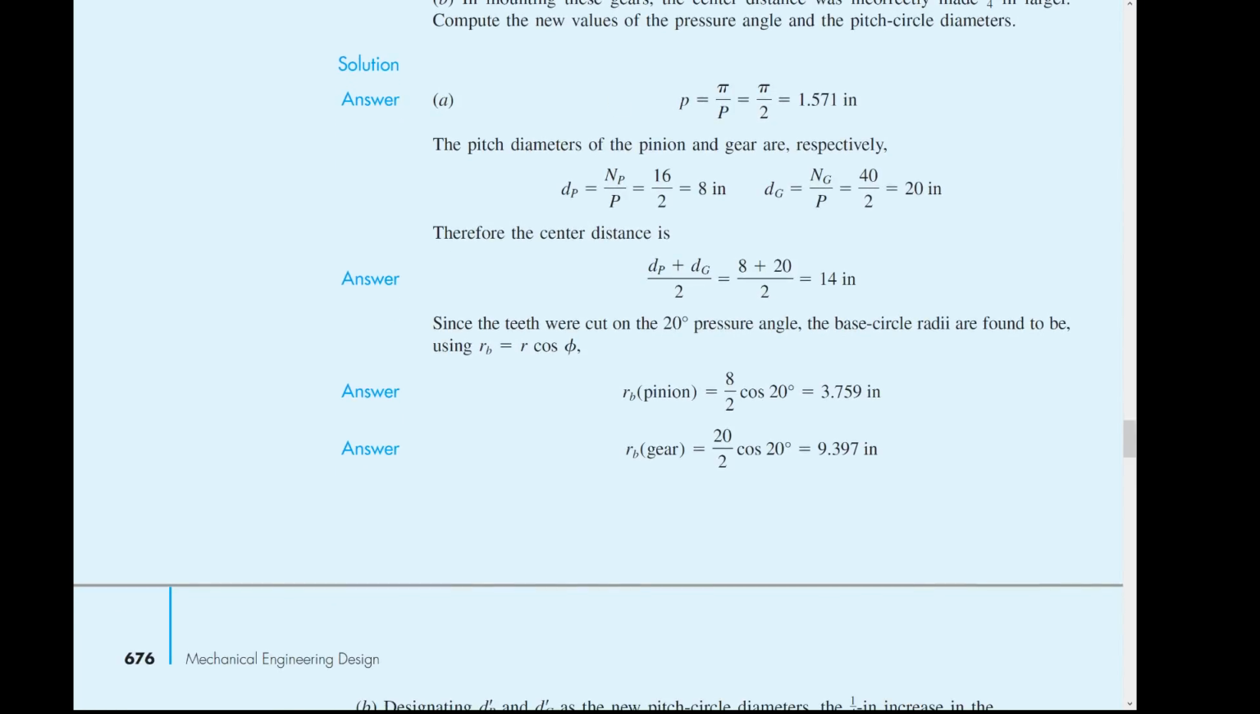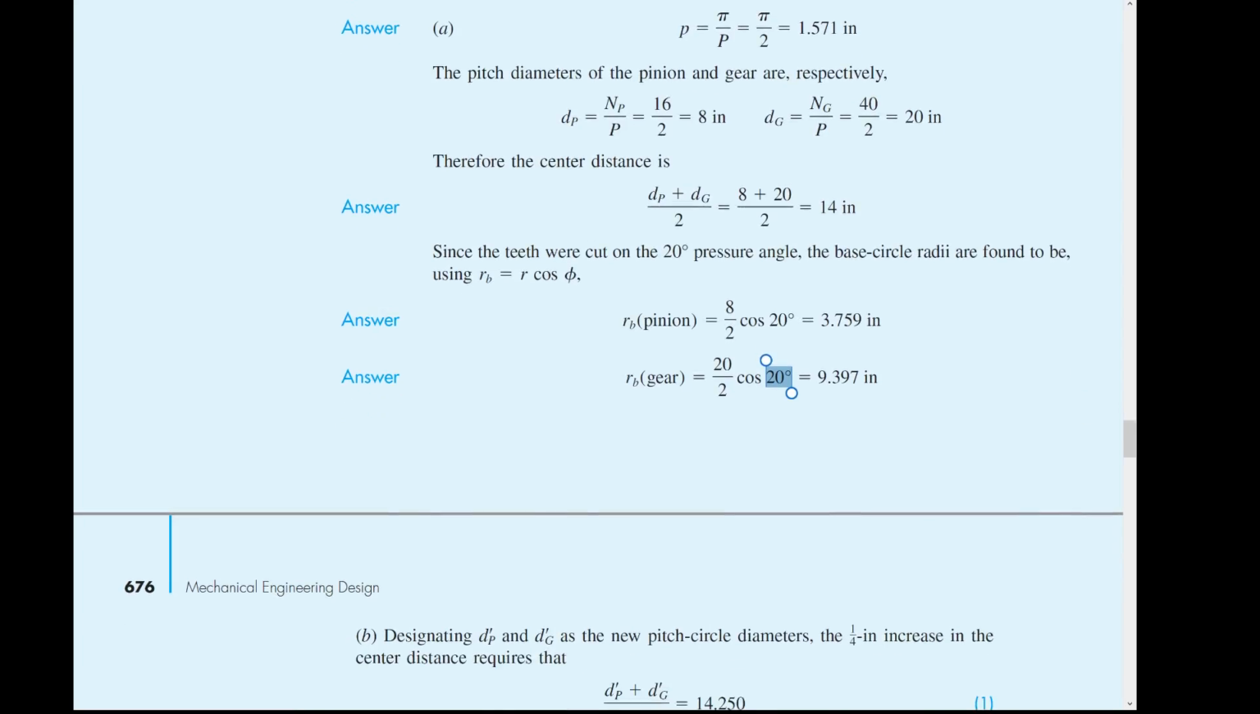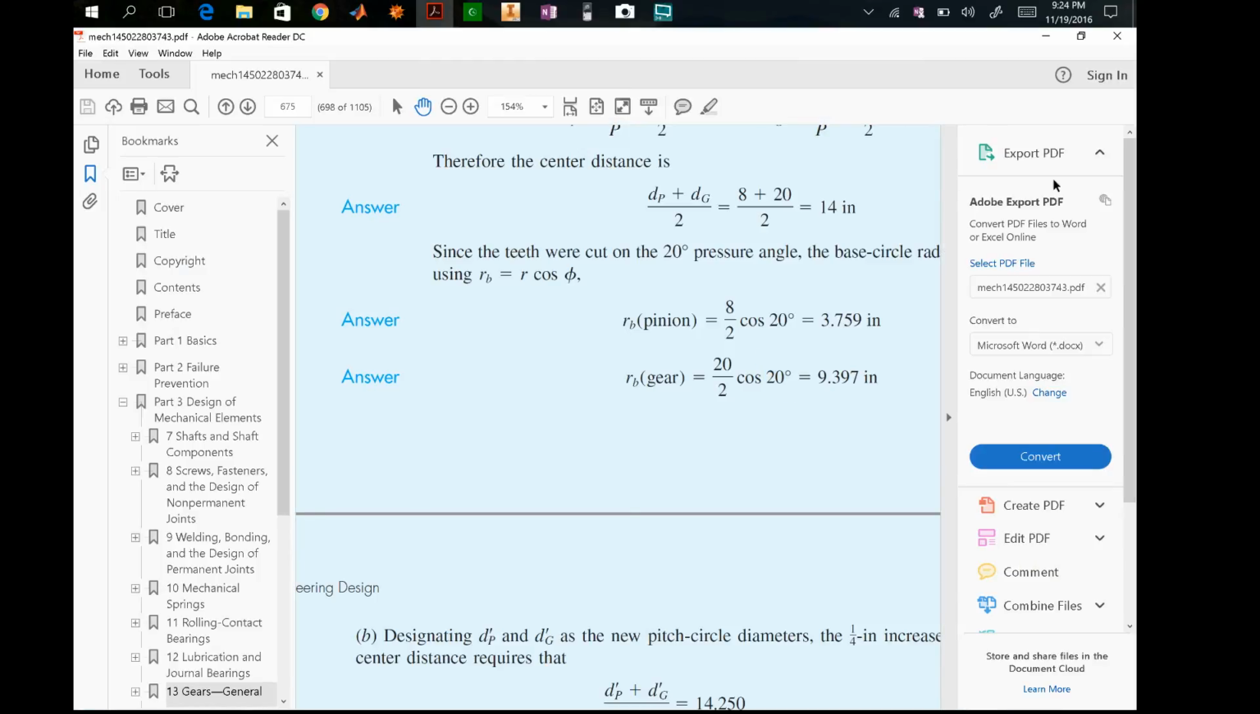Since the teeth were cut on a 20-degree pressure angle, the base circle radii are found using RB equals R cosine phi. RB pinion equals 8 over 2 cosine.